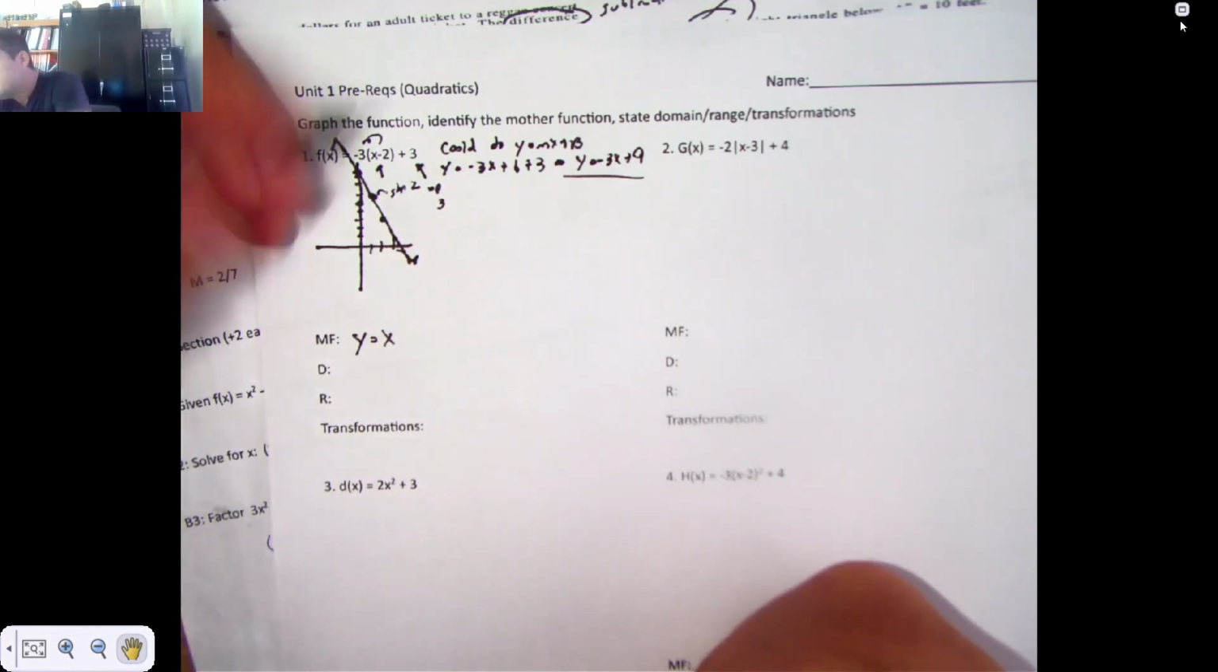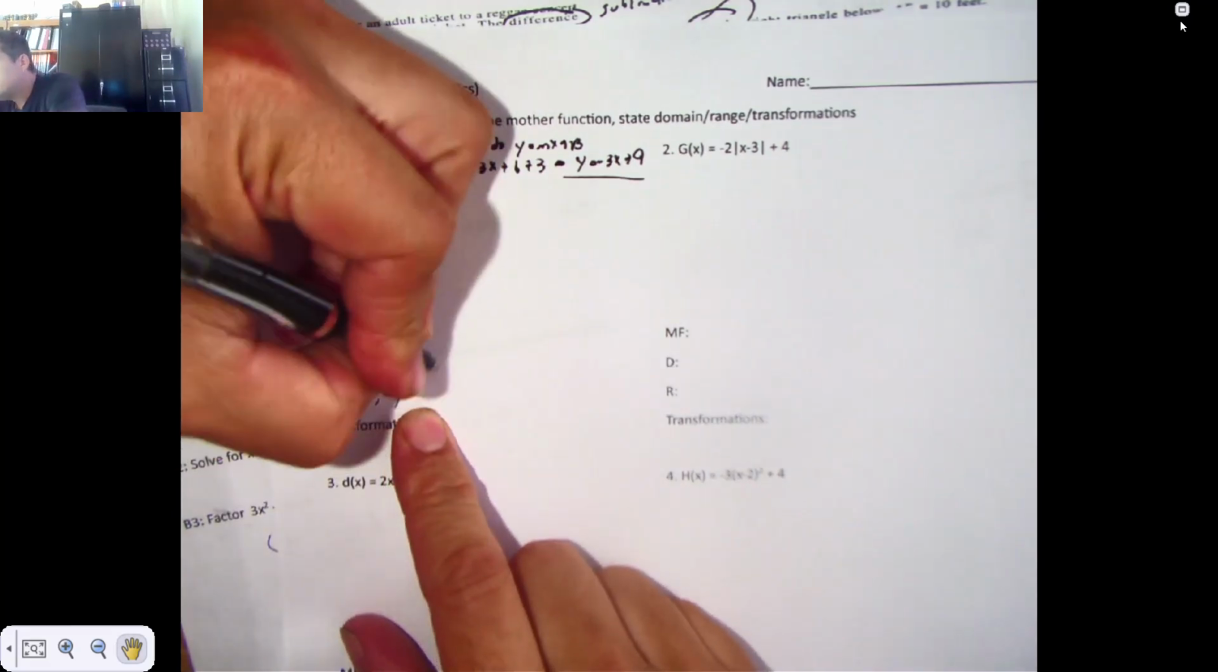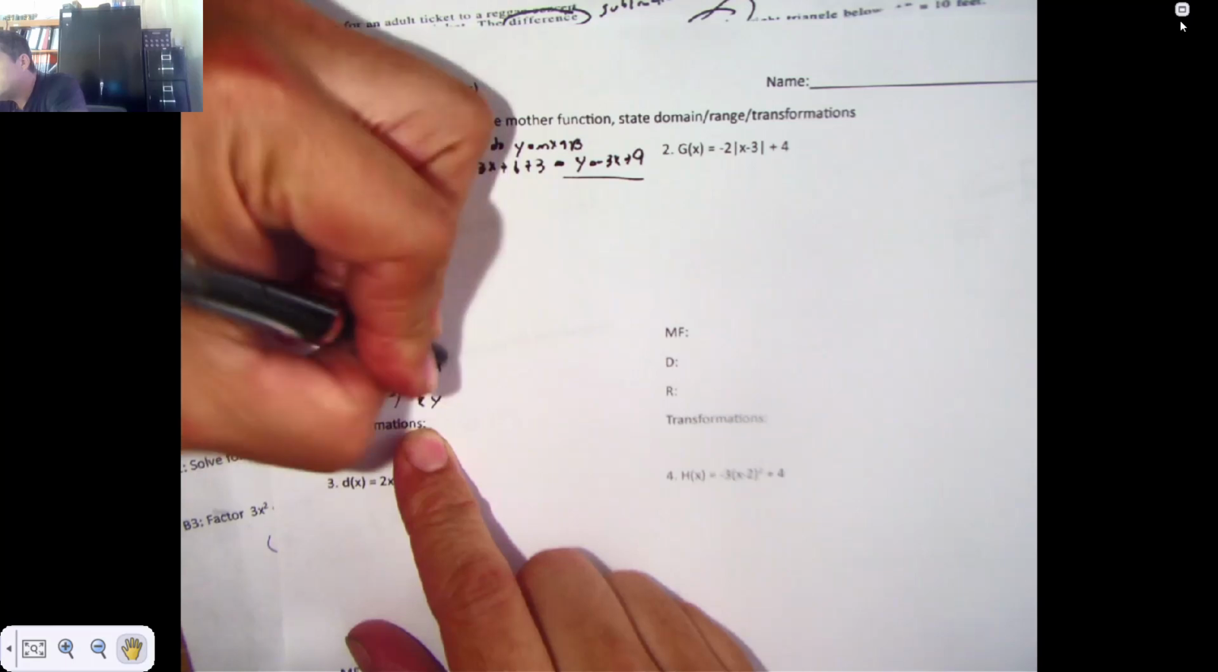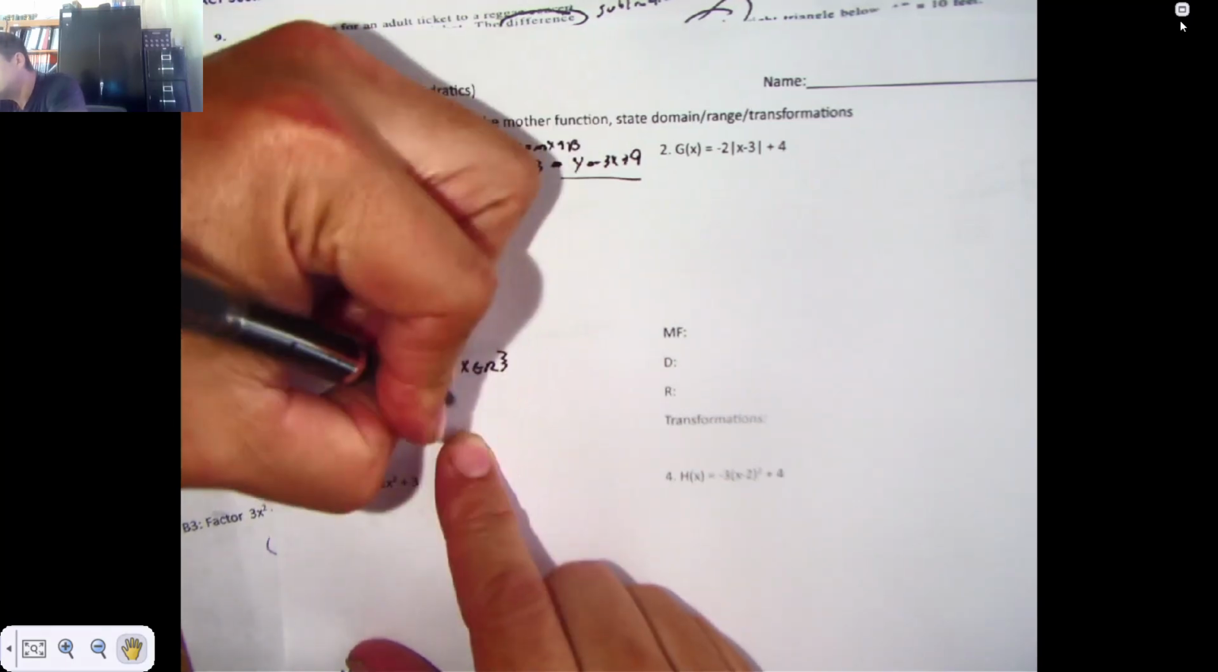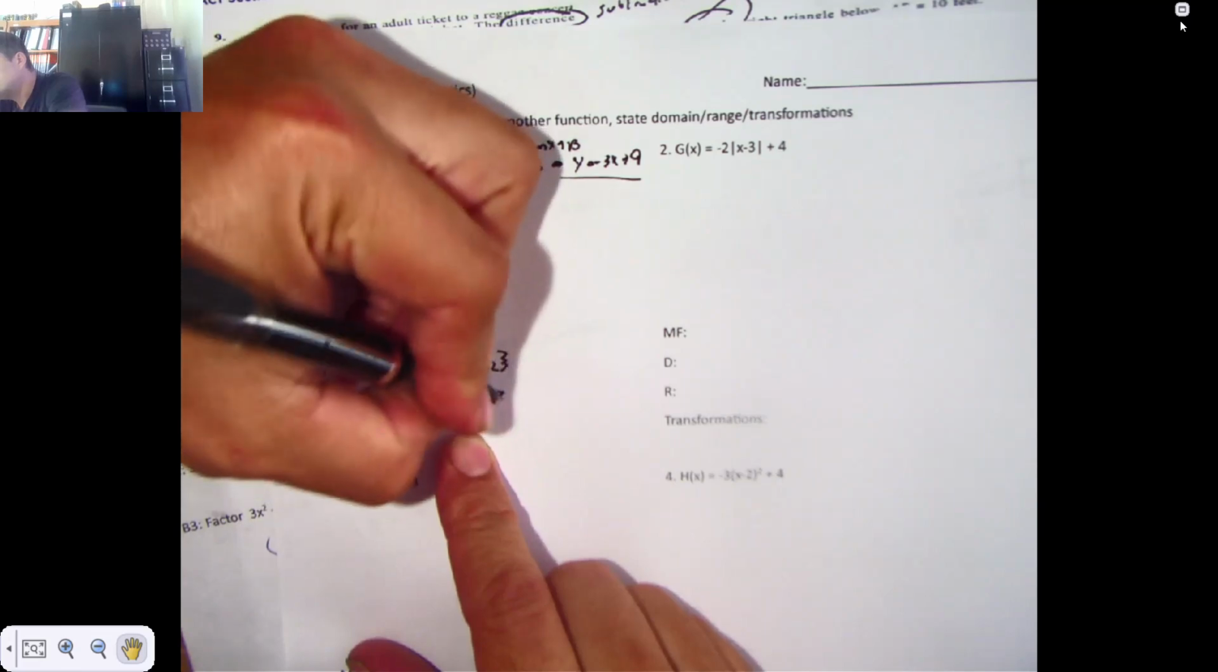So there's that. It's a line, domain and range, negative infinity to positive infinity. Or if you like set builder, all values of x, all values of y, such that either x or y are elements of the real. You need to understand both.